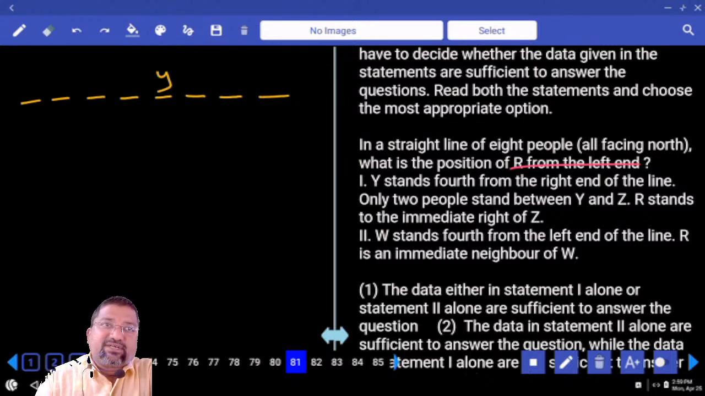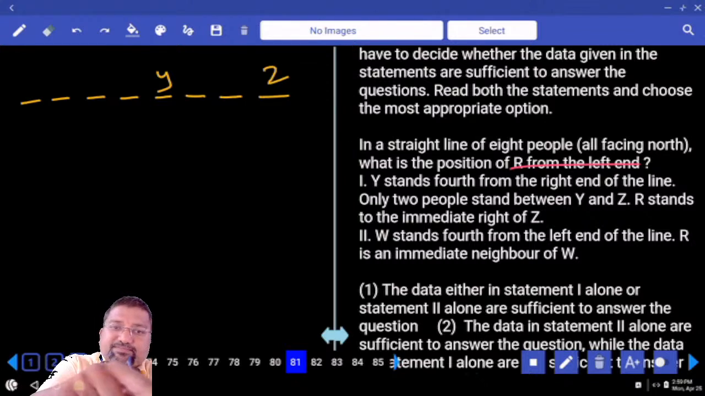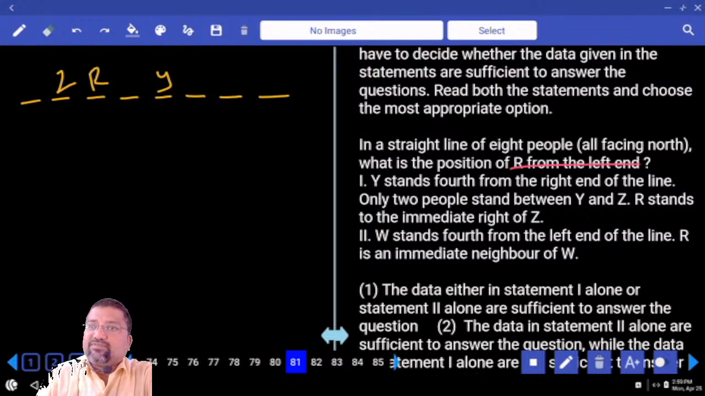I can go to the right side of Y or to the left side of Y. But what's the problem? R stands to the immediate right of Z. Can I place Z here? So Z has only one possibility. This is R. What is the position of R from the left hand? 3rd. I got the answer from 1 or not? Yes. What's my duty now?